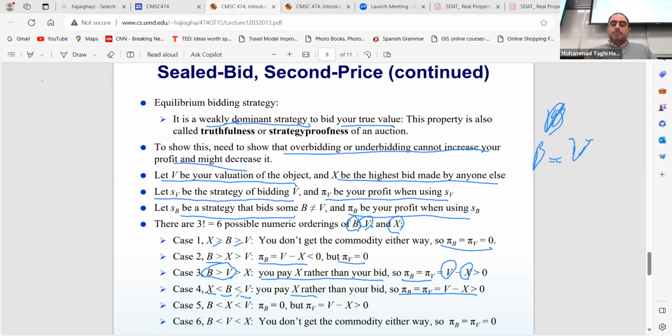Now, what about if you underbid even less than X? In this case, you don't get it because someone else is getting it. So in that case, pi of B would be 0. So if you bid your actual valuation, you will get V minus X, which is greater than 0.